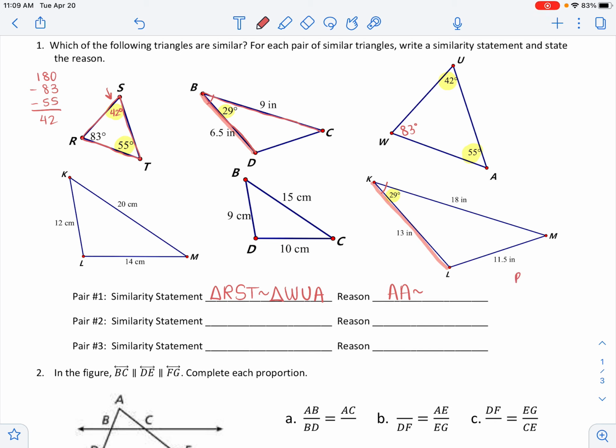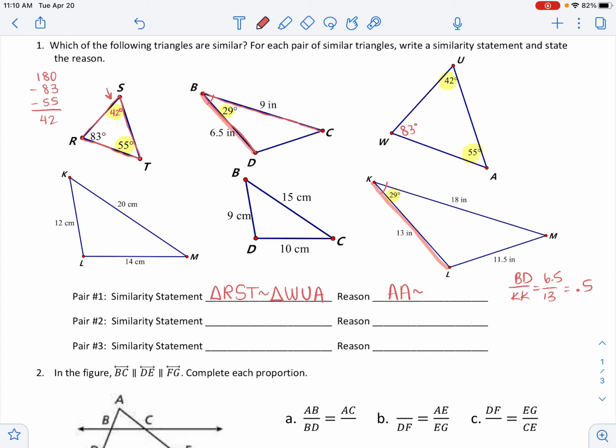I'm going to do BD over KL, which is 6.5 over 13. And 6.5 divided by 13 is 0.5.